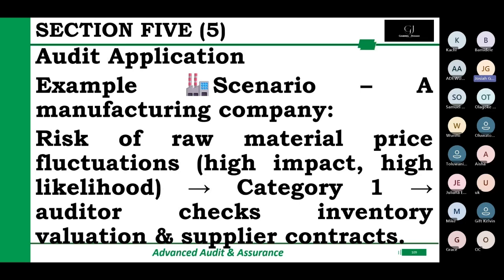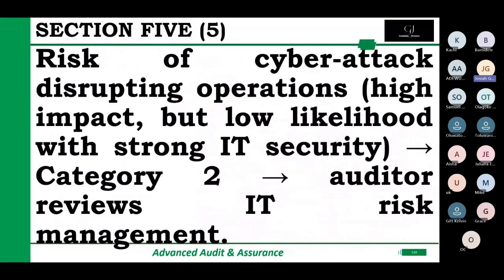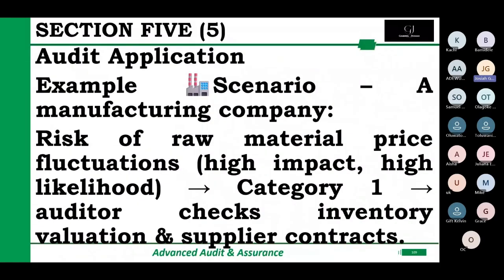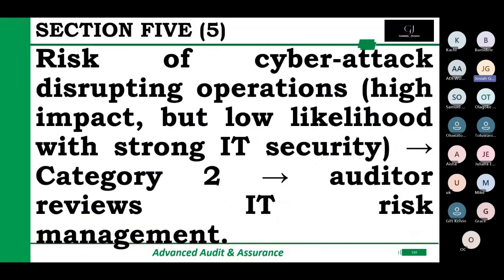Talking about the risk of raw material price fluctuations, you need to categorize them from high impact and high likelihood, which is category 1. And the auditor checks inventory valuation and supplier contracts. It's very important. Another risk of cyber attack disrupting operations has high impact but maybe low likelihood. With strong IT security, that could be addressed. And category 2, the auditor's review on IT risk management is key.